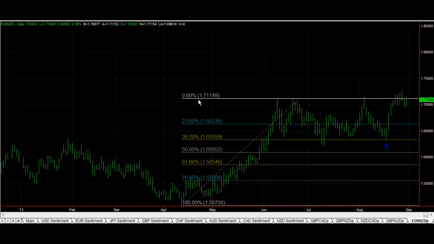It's trying to move above one key resistance here at 171.14. We'll see if it has enough strength to do so. In fact, that's right around the area where it closed the month of August.